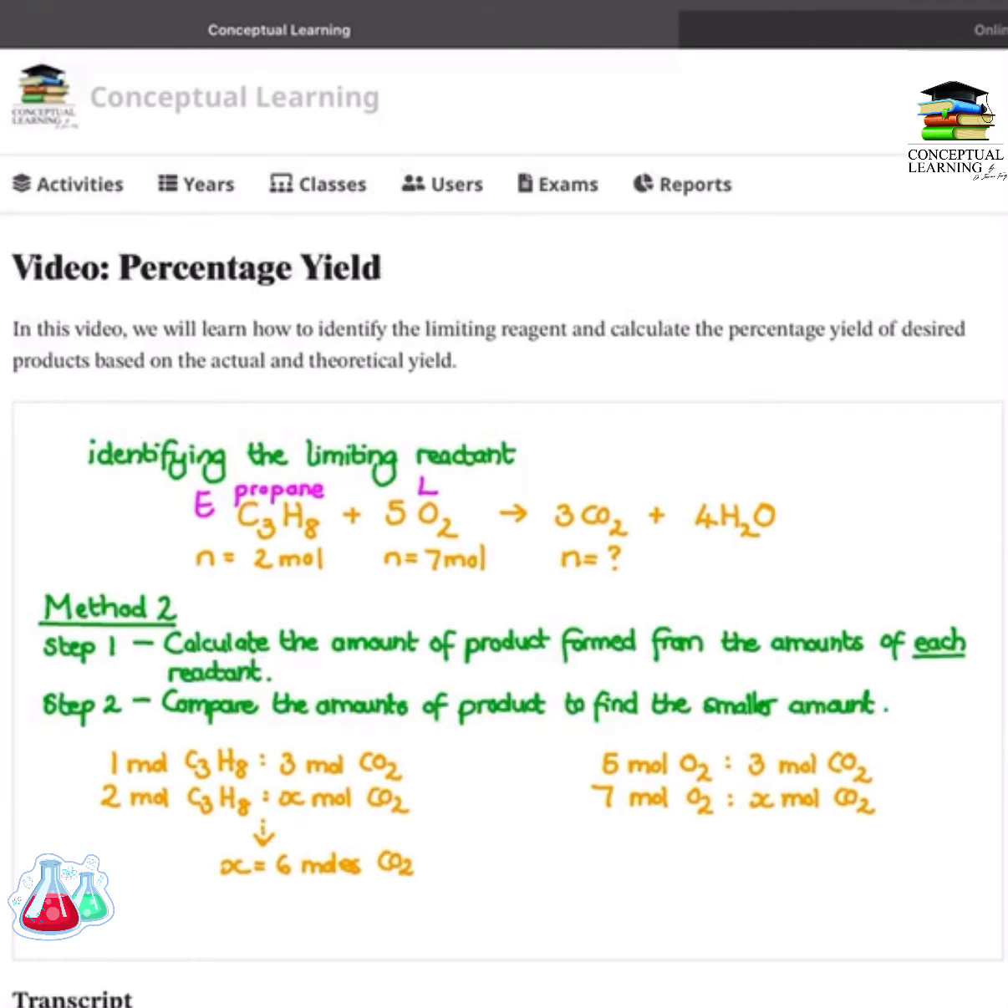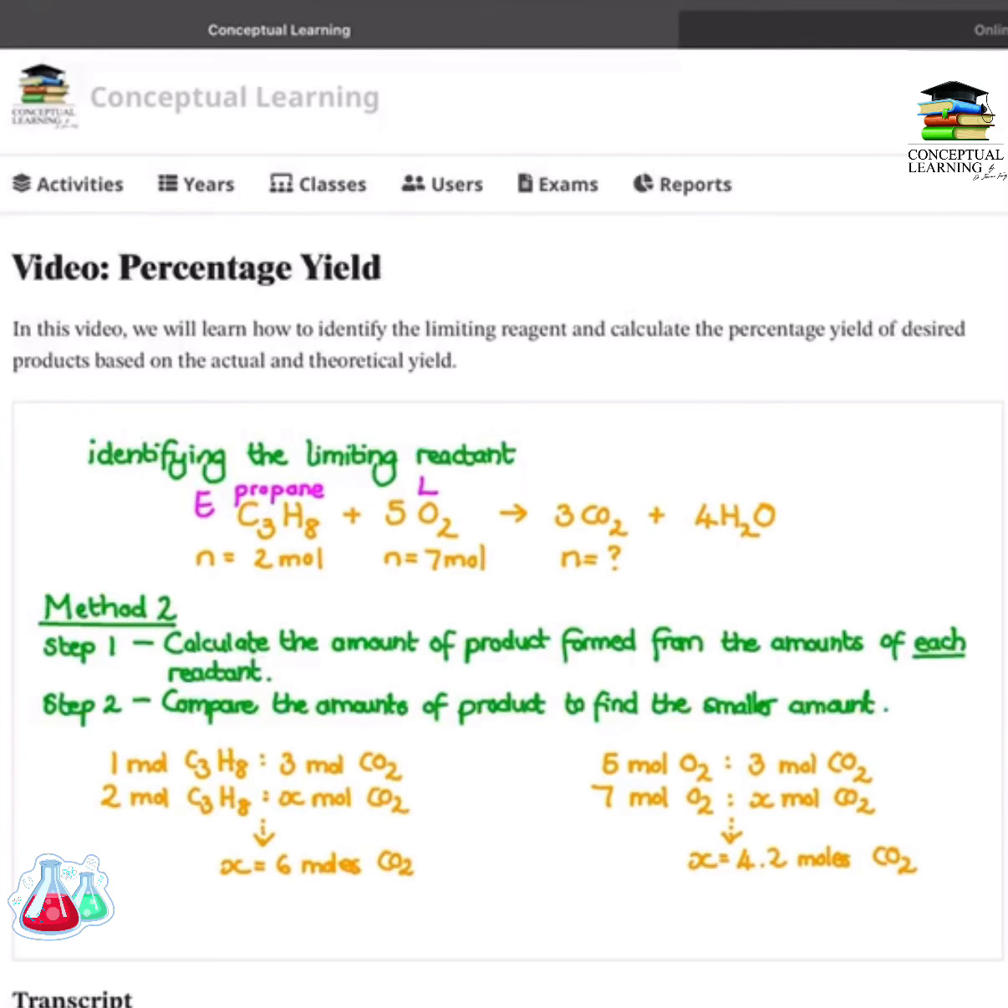So taking the 7 given moles of oxygen, we can solve for X, the relative number of moles of carbon dioxide produced from this 7 moles of oxygen. Solving again as previously, we get an answer of X equals 4.2 moles of carbon dioxide that can be produced from the 7 moles of oxygen.